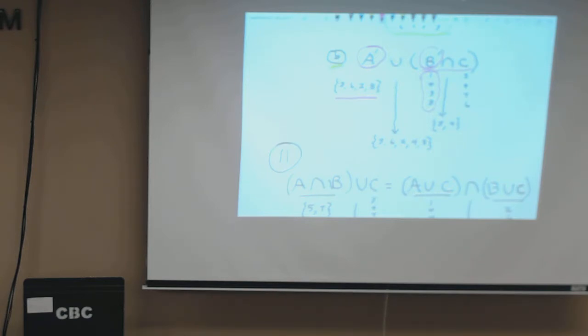And then what's C? What are the numbers in C? 3, 4, 7, 6. And what is this? Intersection. Where do those two sets intersect? Let's see. They have a 3 in them and a 4 in both of them. And that's it. So there's the intersection.